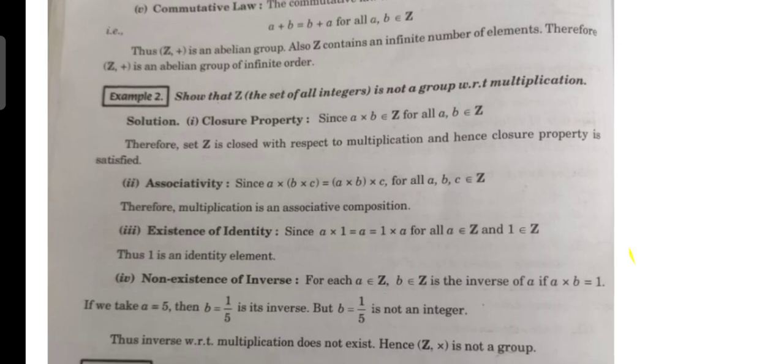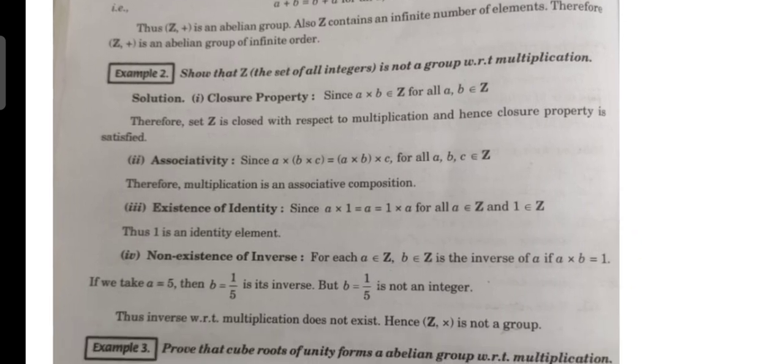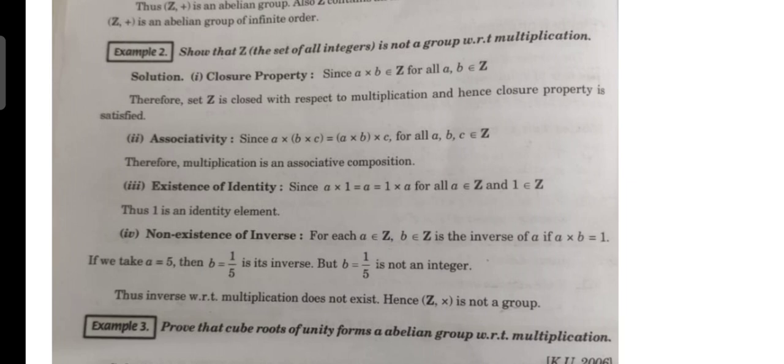Next example, we need to show that the set of integers is not a group with respect to multiplication. Firstly, we have shown that it is a group with respect to addition, but now we'll show that it is not a group with respect to multiplication. So first property, closure property. Let's see whether it satisfies the closure property or not. If you multiply two integers, then obviously it is again an integer, so it satisfies my closure property. Next is associativity. In the set of integers, associativity is also satisfied, that is, in whichever order we multiply three integers, the result is the same. So associative law is satisfied.